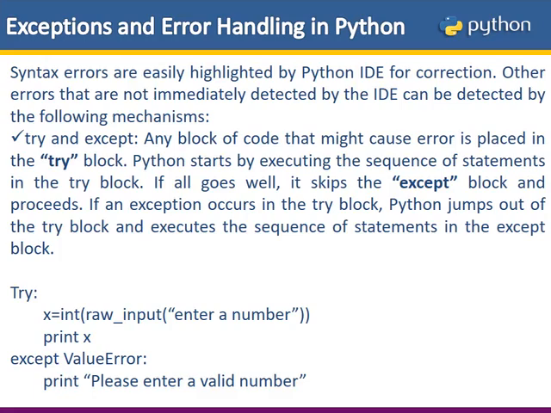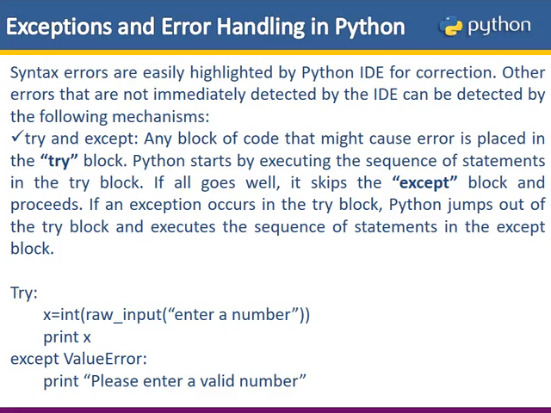So the purpose of the try and except block is that it handles code that might cause an error without crashing the whole program. That is the work of try and except block. Instead of the whole program crashing, it will handle the code that might cause an error.